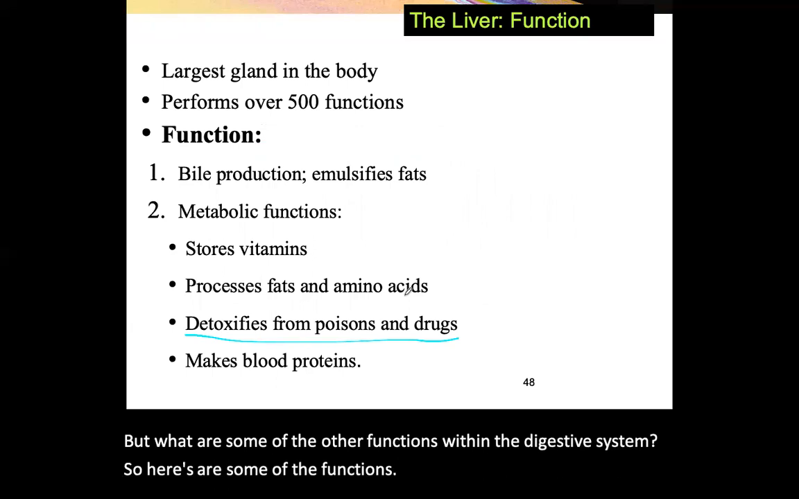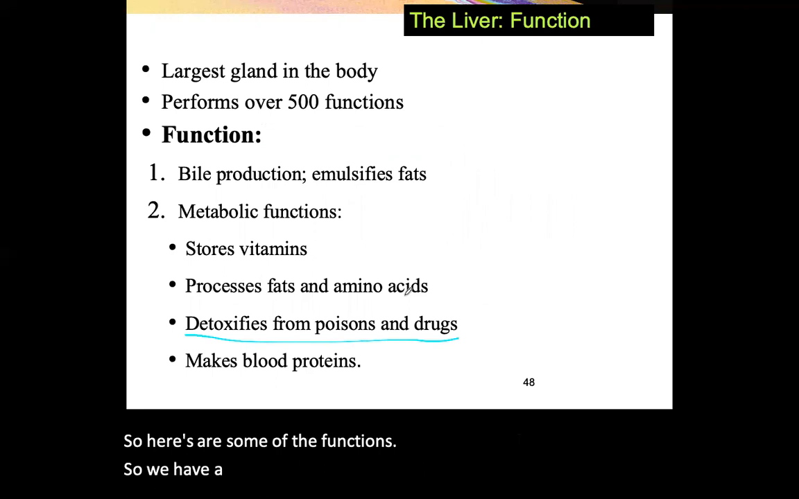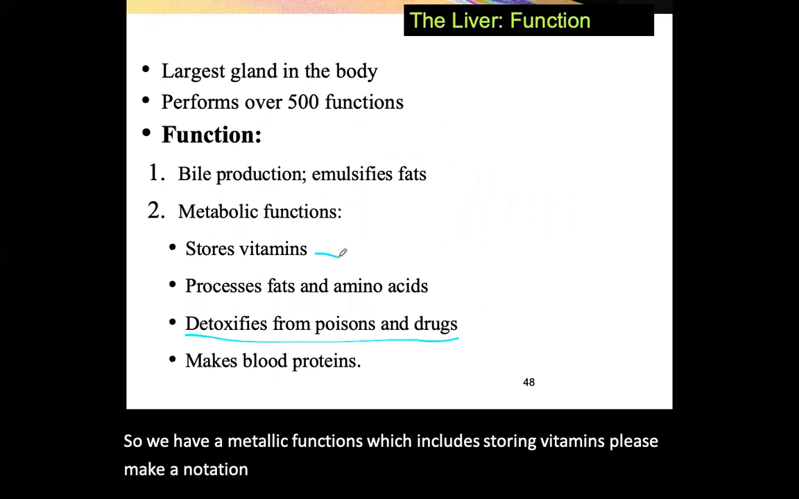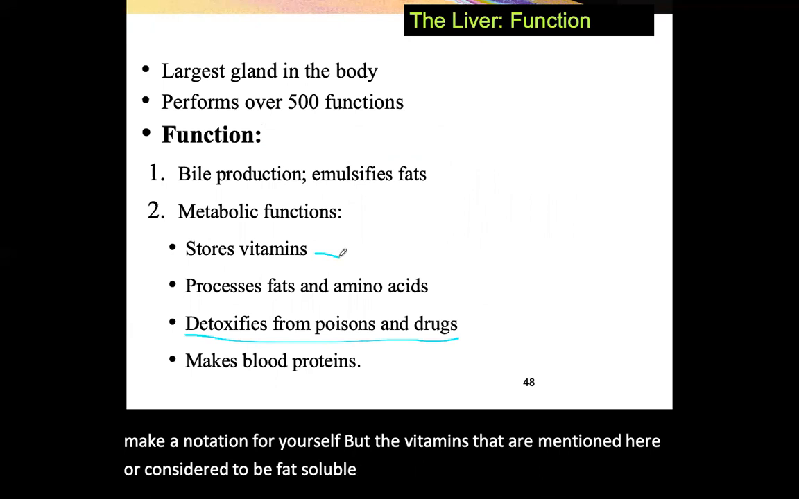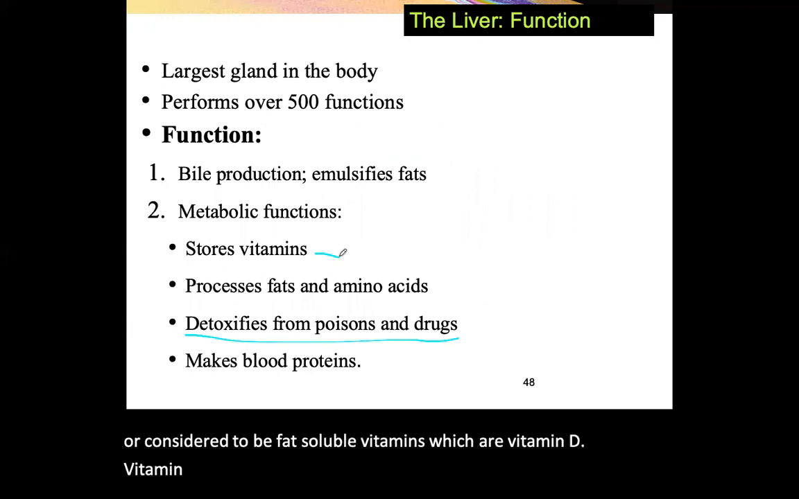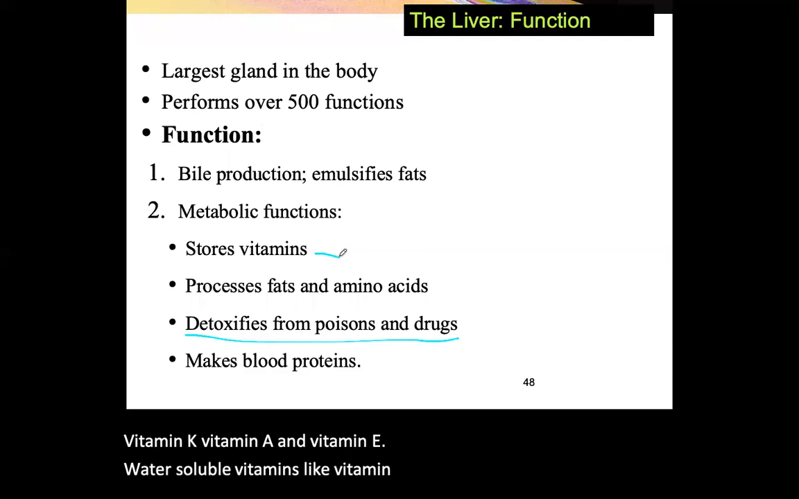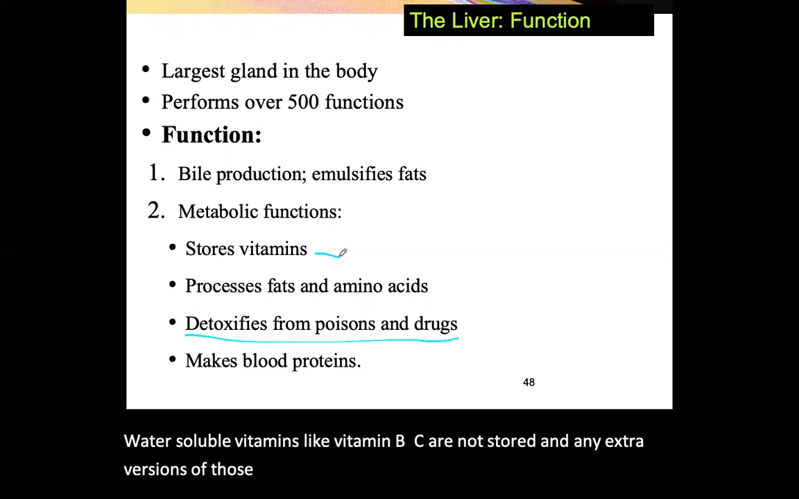So we have metabolic functions, which includes storing vitamins. Please make a notation for yourself that the vitamins that are mentioned here are considered to be fat-soluble vitamins, which are vitamin D, vitamin K, vitamin A, and vitamin E. Water-soluble vitamins like vitamin B and C are not stored, and any extra versions of those vitamins actually get removed, typically through the urinary system.